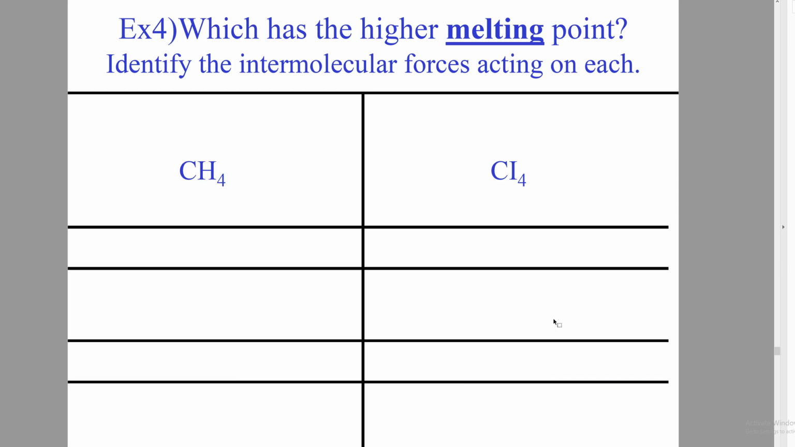Alright, question here is which one has a higher melting point? Identify the IMF forces acting on each. So let's take a look at CH4 and CI4. So obviously we can tell that CH4 automatically looks like a nonpolar molecule. The CI4 also is nonpolar just because of the fact that it actually has a symmetrical shape.